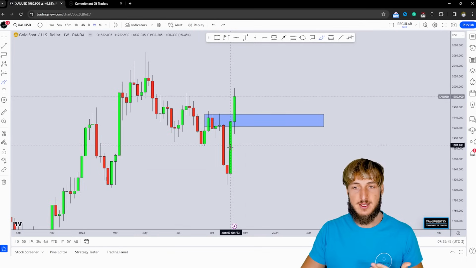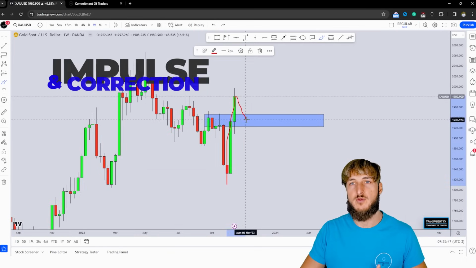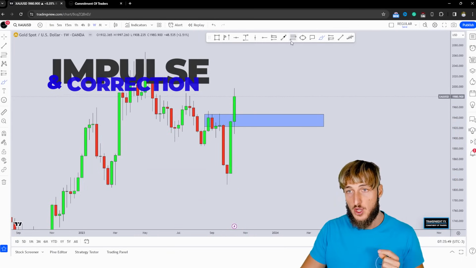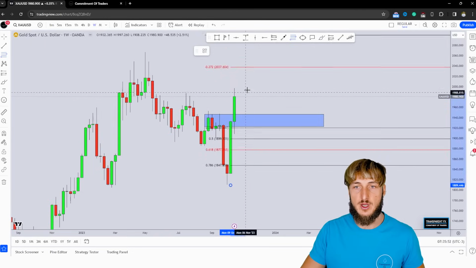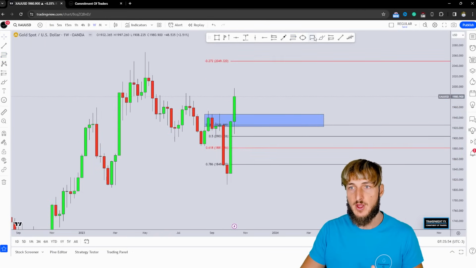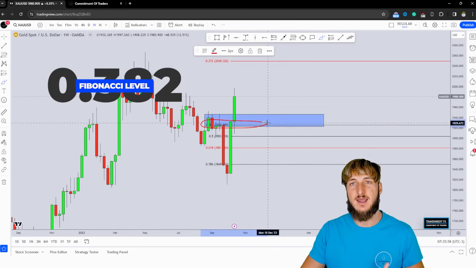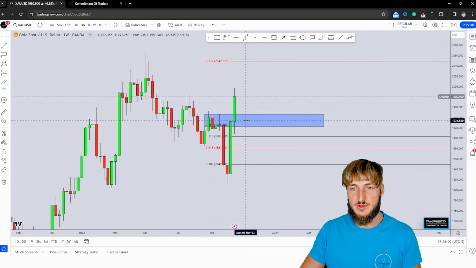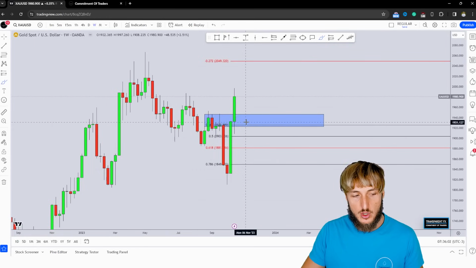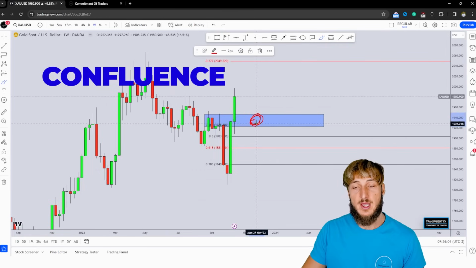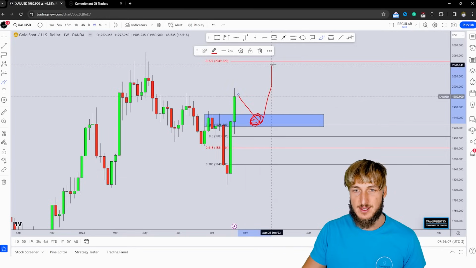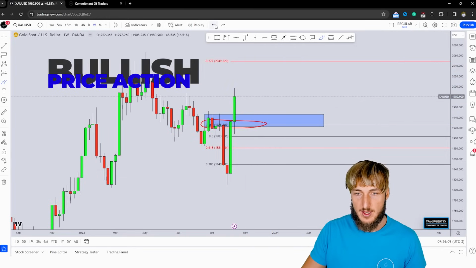We can also notice that, generally speaking, after an impulse, if we want to measure the correction, we have to take our Fibonacci from the low to the high of the impulse leg. And if we do that, we can see how we have the 0.32 Fibonacci retracement lining up precisely with this previous resistance turn support, creating a confluence of support at this level that we could in fact expect this market to test and then to reject to the upside.